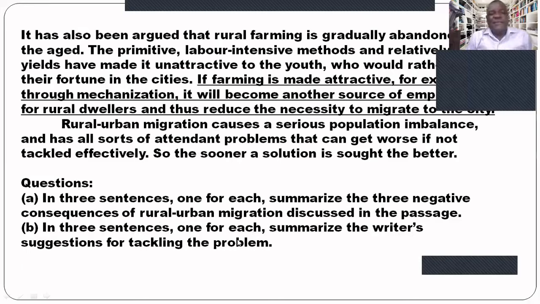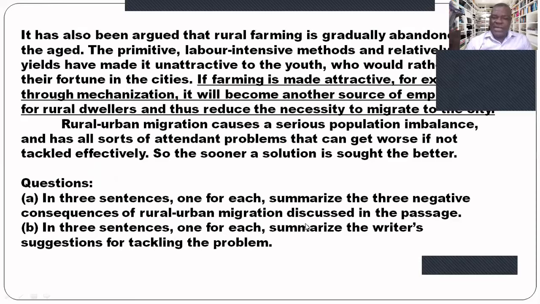Now, the number 1 benefit of reading the question first is that when you read the question it immediately gives you an overview of what the passage is about without even reading a single line yet. Now, what do we find here? From what we are asked to summarize, we already have a clue as to what the passage is really about. So look at it here. Summarize the 3 negative consequences of rural-urban migration discussed in the passage. So we have discovered that what the writer discussed in the passage is about negative consequences of rural-urban migration. So we already know what we are looking for.